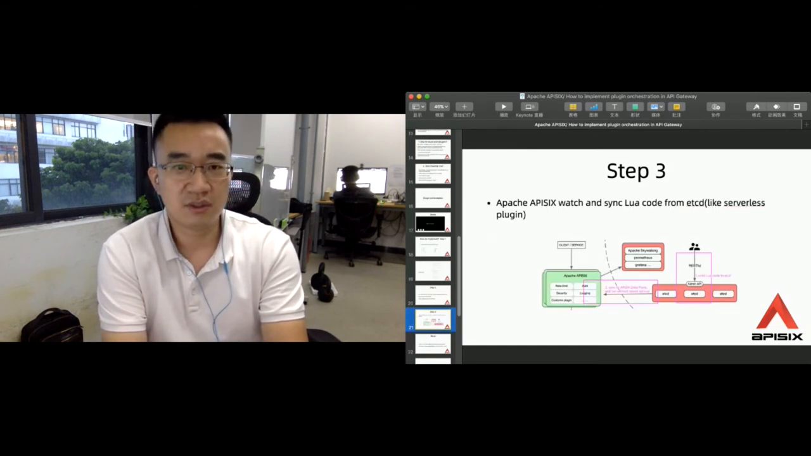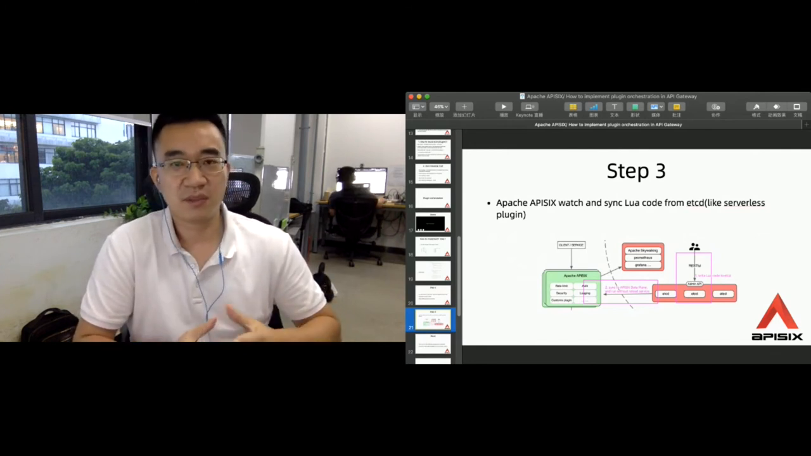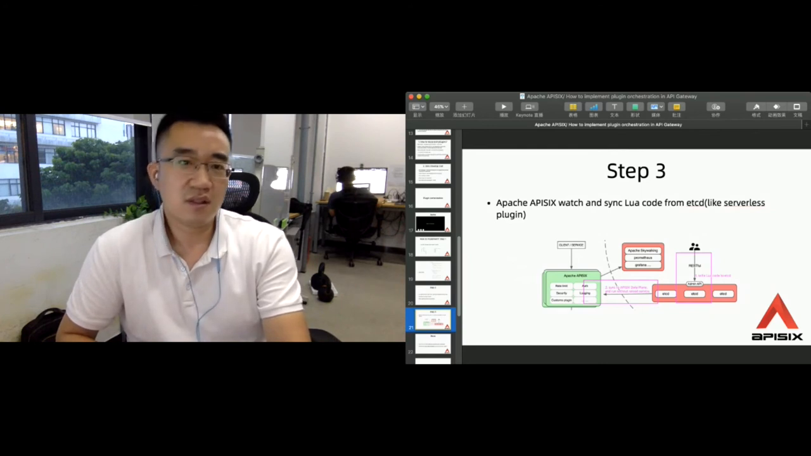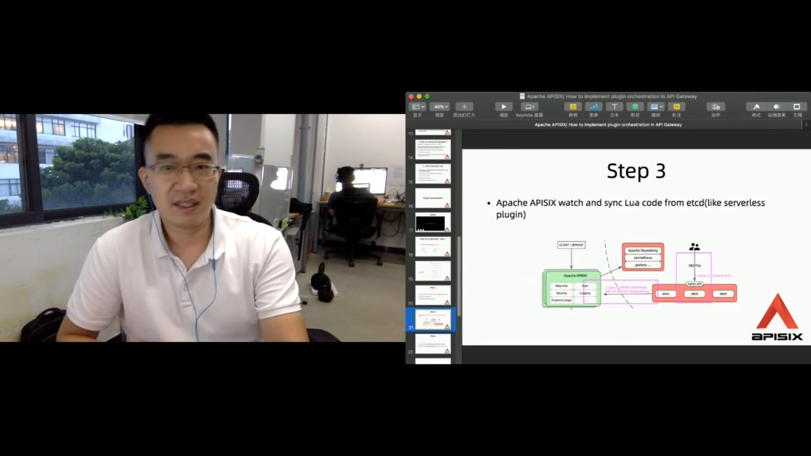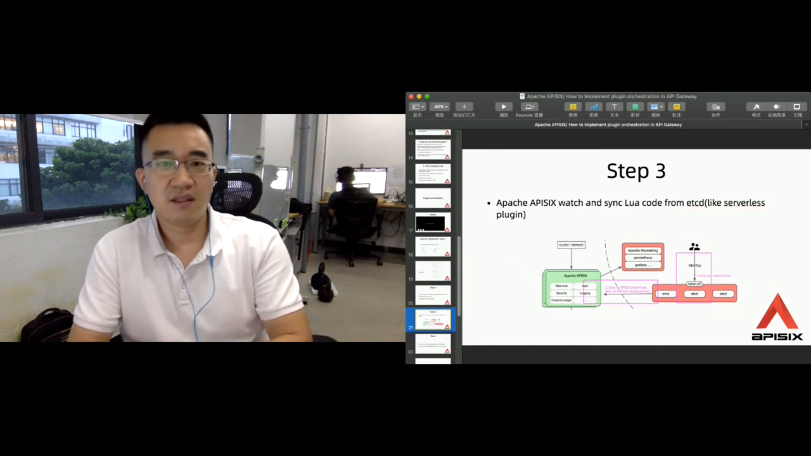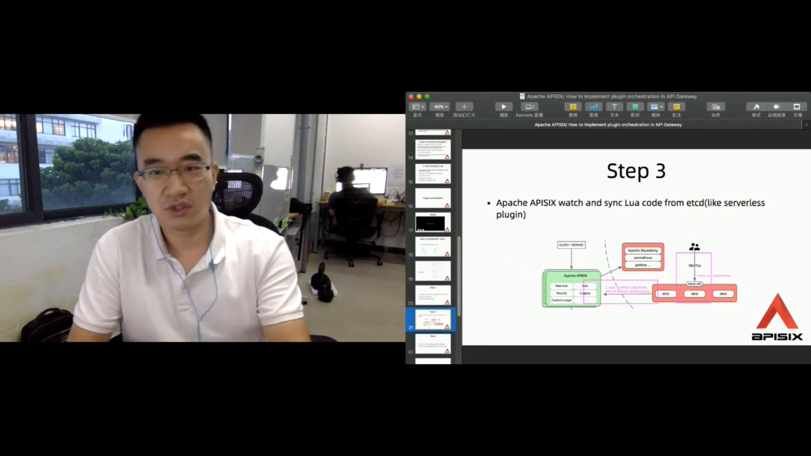After generating the Lua code, we use the APISIX control plane to write the Lua code into etcd through the admin API. And then the APISIX node of the data plane can get the Lua code by watching etcd. APISIX has the ability to dynamically run the Lua code, just like a serialized plugin in APISIX. So the new plugin is generated by plugin orchestration from DAG to actually running on the data plane. All the process is dynamic, which is a very important feature of APISIX.